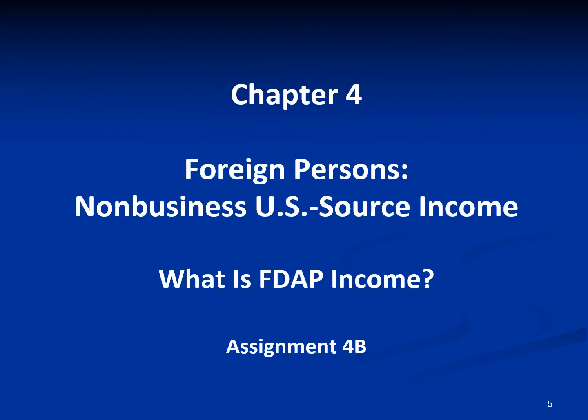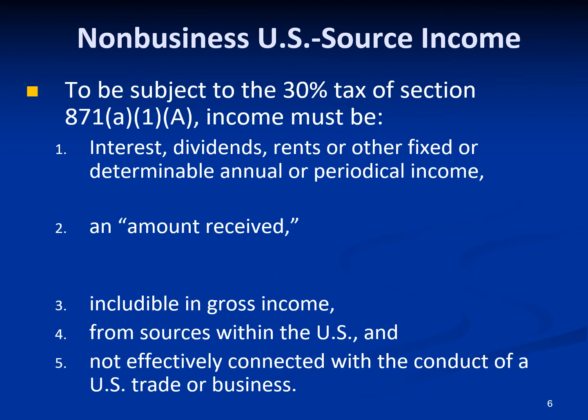Let's examine Assignment 4B. The topic is, what is FDAP income? As we know, the Code imposes a 30% tax on interest, dividends, rents, or other fixed or determinable annual or periodical income. However, the income need not be paid annually or periodically in order to fall within this phrase. The U.S. Supreme Court reached this result in the case we see on page 231, Commissioner versus Woodhouse.